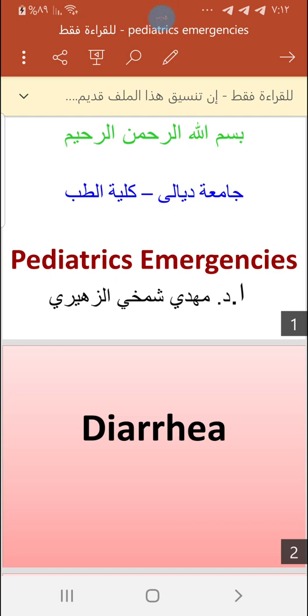اليوم موضوعنا هو pediatric emergencies. We will talk about some important pediatric emergencies. We will start with diarrhea.